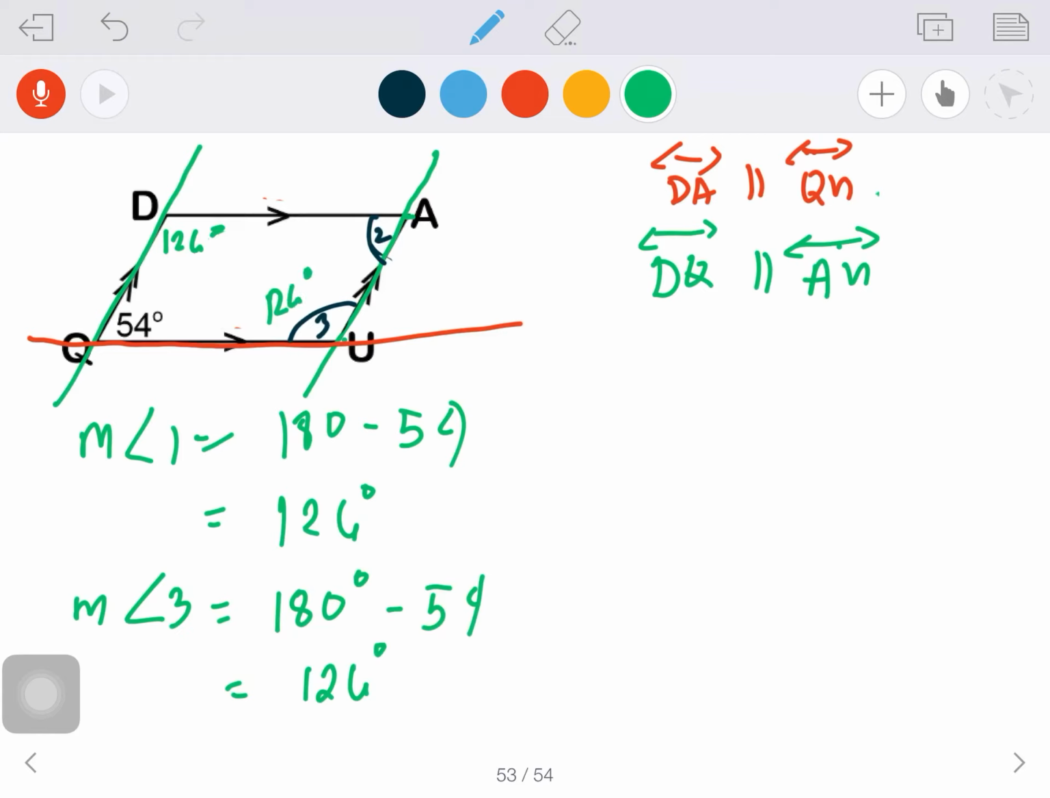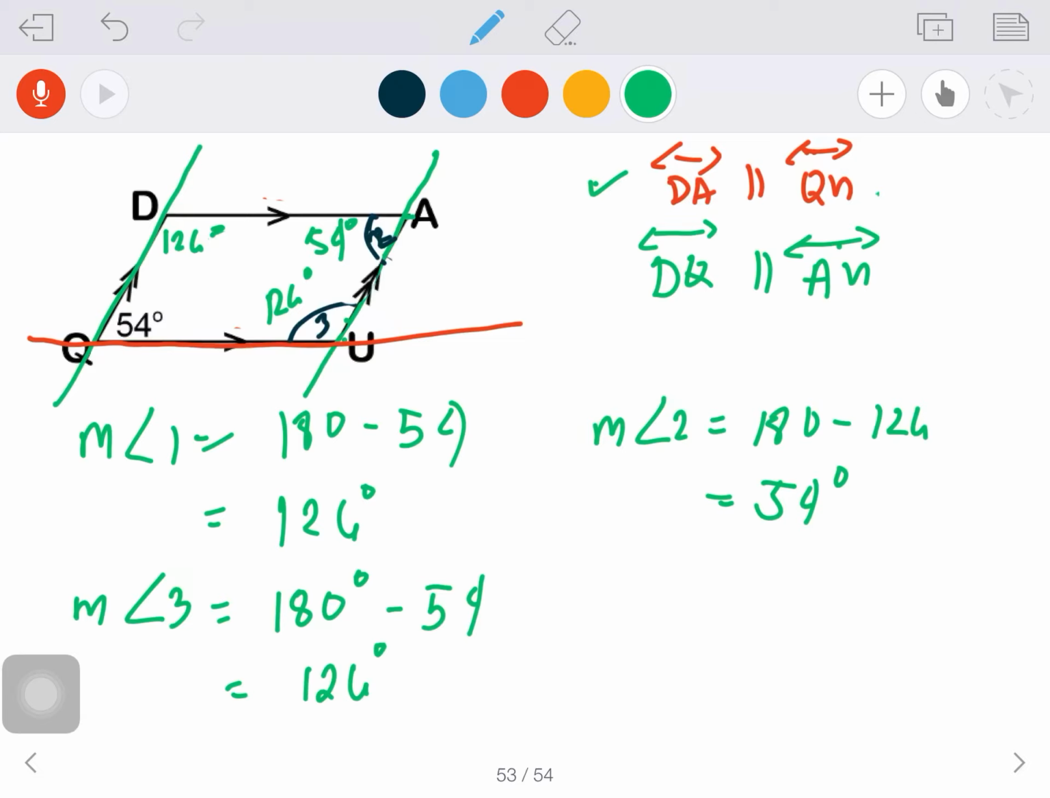Now, what about angle 3 and angle 2? What's their relationship? Again, we refer to these parallel lines, and we can say that they are also same side interior. So that would mean the measure of angle 2 is 180, but this time minus 126. So that would be 54 degrees. And we have completed it.